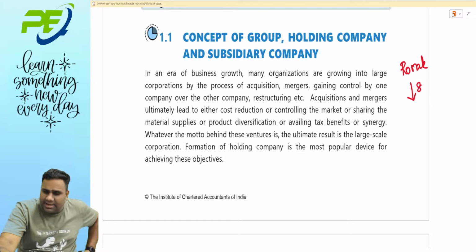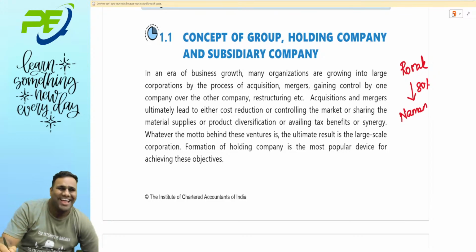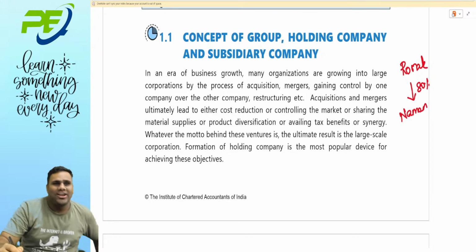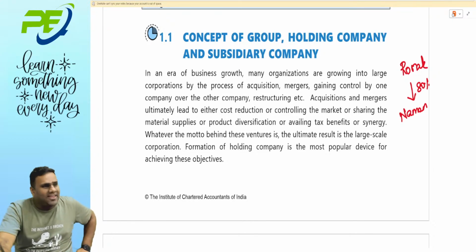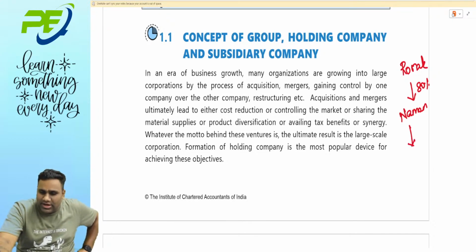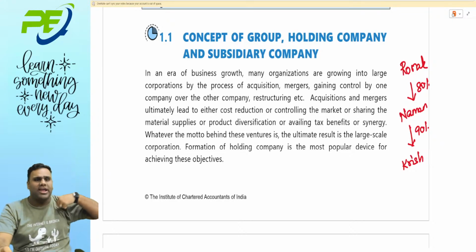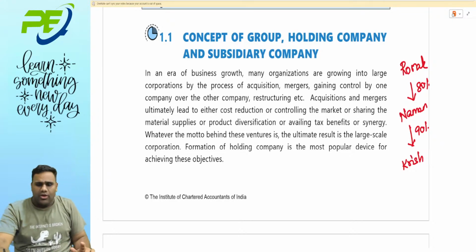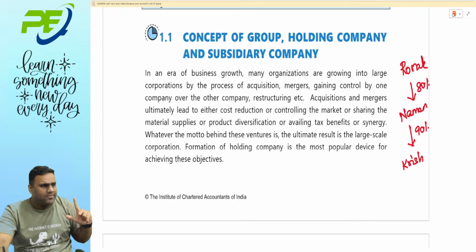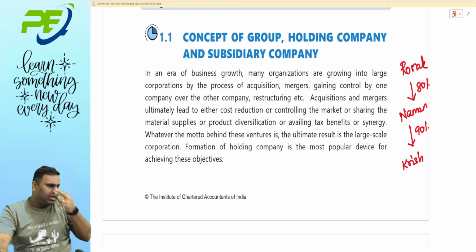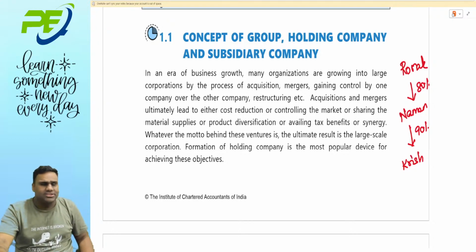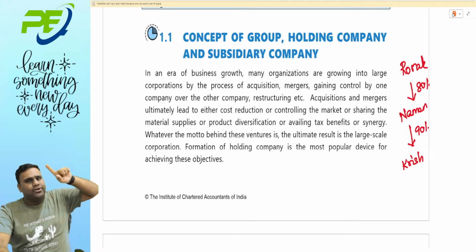Ronak is holding 80% share in Naman Limited. And Naman is holding 90% share in Krish. Now tell me, between Ronak and Naman, Ronak is holding and Naman is subsidiary. Between Naman and Krish, Naman is holding and Krish is subsidiary. And between Ronak and Krish, Ronak is ultimate holding.